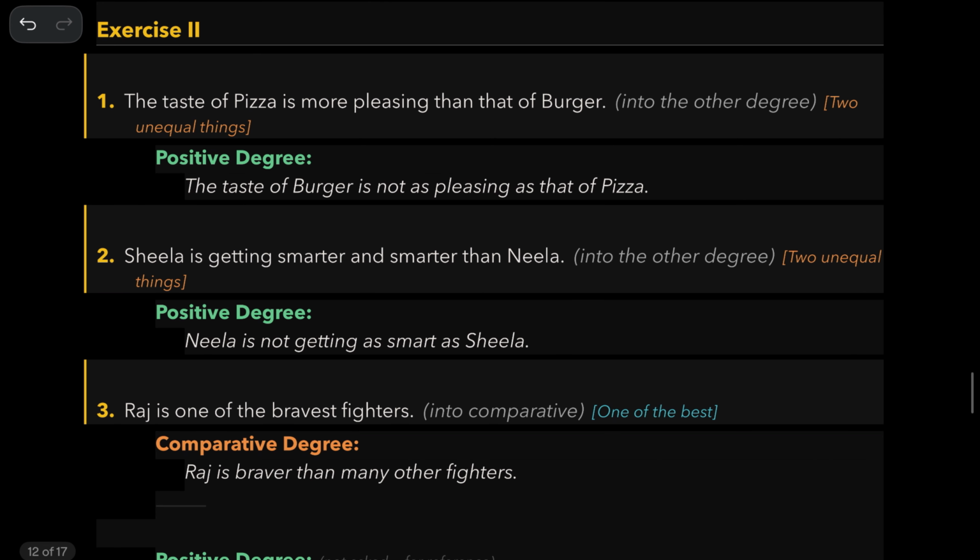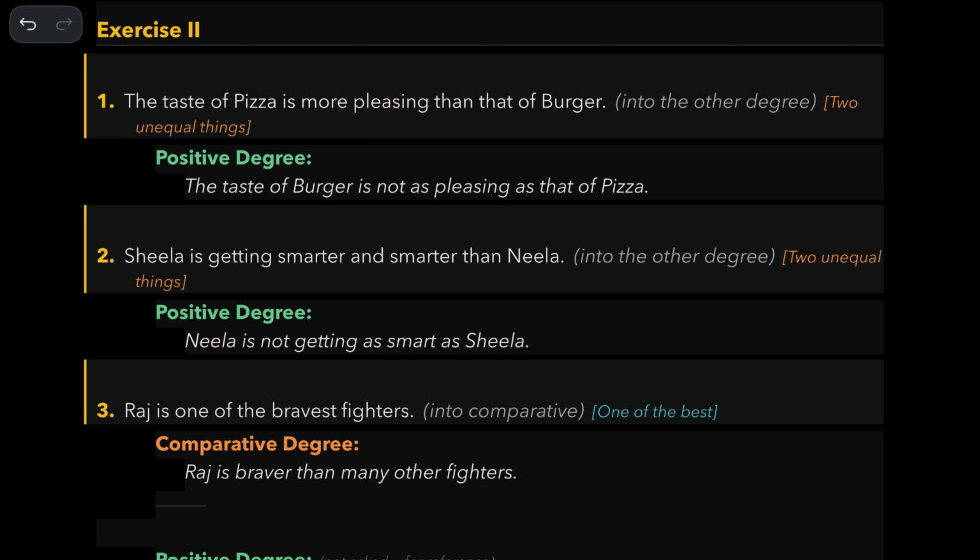Now, this second exercise. The taste of pizza is more pleasing than that of burger. So, here you are given only two things, right? So the other degrees are not really possible. There is only one. More pleasing is a comparative form. You only need the positive form. So, the pattern it belongs to is two unequal things, right?